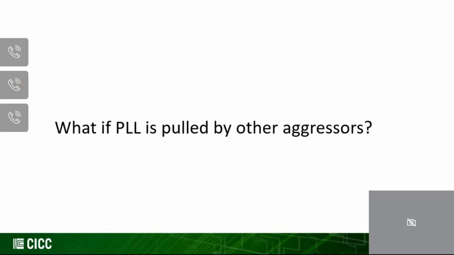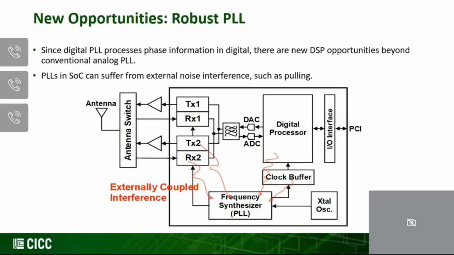Next, I'm going to show you a more extreme case where the PLL can potentially be pulled by another aggressor. The reason I like to talk about this scenario is because today, a lot of our implementation is actually in SoC platforms, as we can see here. So there are just tons and tons of coupling paths, right? As you can see here, this frequency synthesizer can get pulled by these digital processors. It can be pulled by these transmitters and receivers. They're all dancing together on the same silicon substrate. So this is becoming a really serious problem.